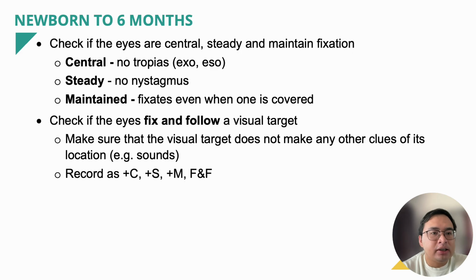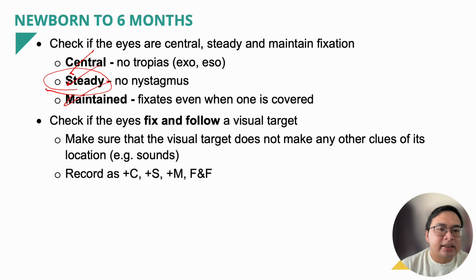So for newborn to 6 months, you should check if the eyes are already central. Central meaning the eyes are not deviating outwards, called exotropia, or inwards, called esotropia. Also, note if it is steady, meaning there are no jerking movements, also known as nystagmus. There are many directions of nystagmus, right? It could be rotatory or pendular. Okay, and you should also see if it is maintained, meaning even when one of the eyes is covered, the baby still fixates on the object. Okay, so central, steady, and maintained.